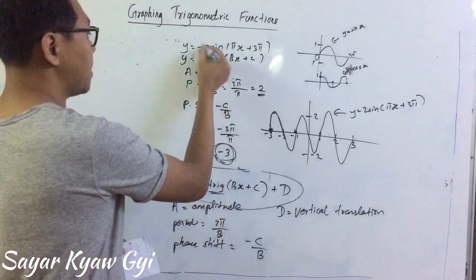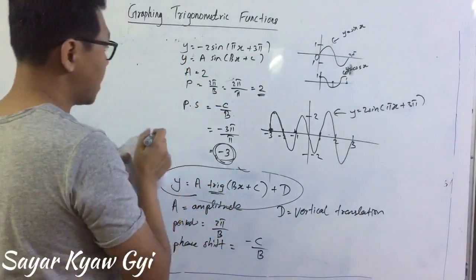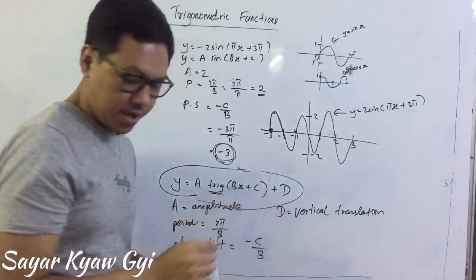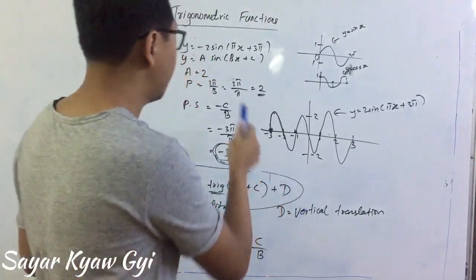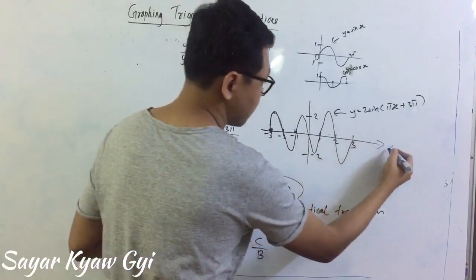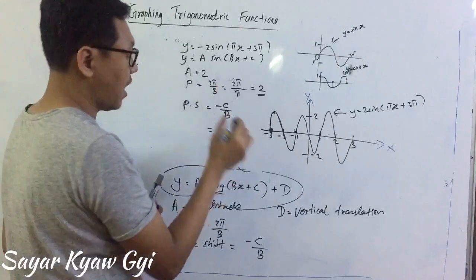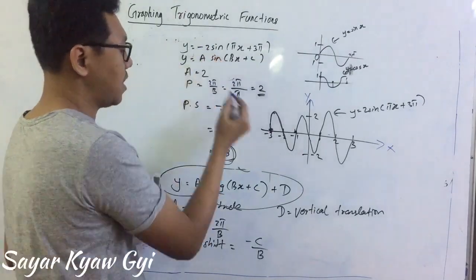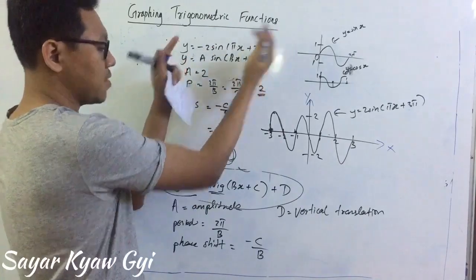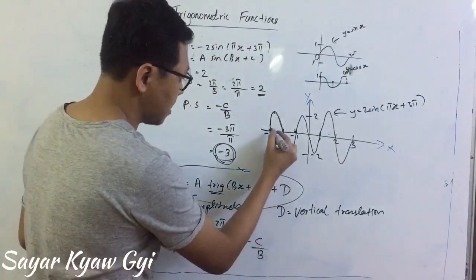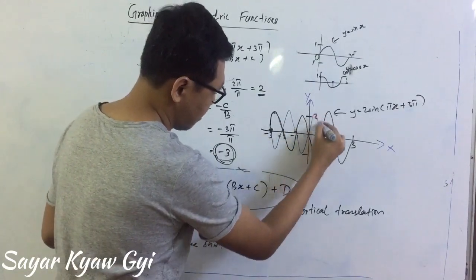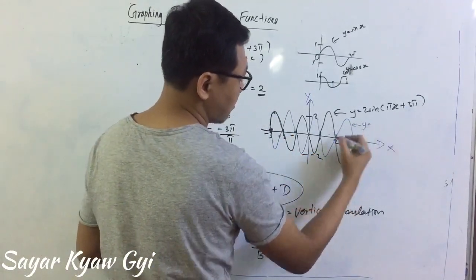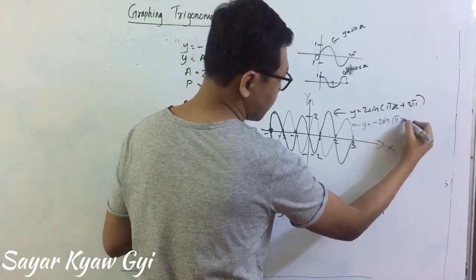Okay, how about if they put a negative here? It will change a bit. If they put a negative here, the amplitude is still the same, the period is the same, everything is the same, only the graph will be reflected by the x-axis. It will be a reflection on the x-axis if you put a negative on the outside. I'm going to explain this in another video about the transformation of functions. So just remember this: if you put a negative on the outside, the graph will be reflected by the x-axis. So actually the graph will go like this. The blue graph is negative 2 sine(pi x plus 3 pi).